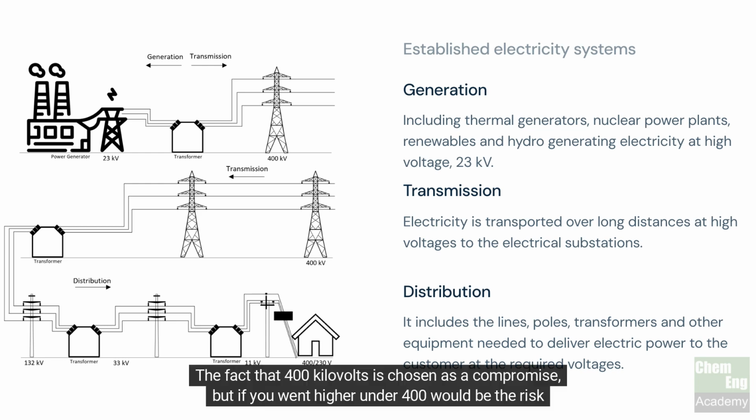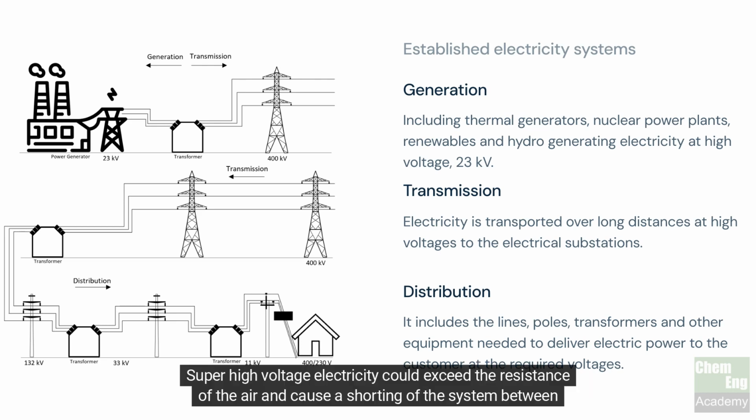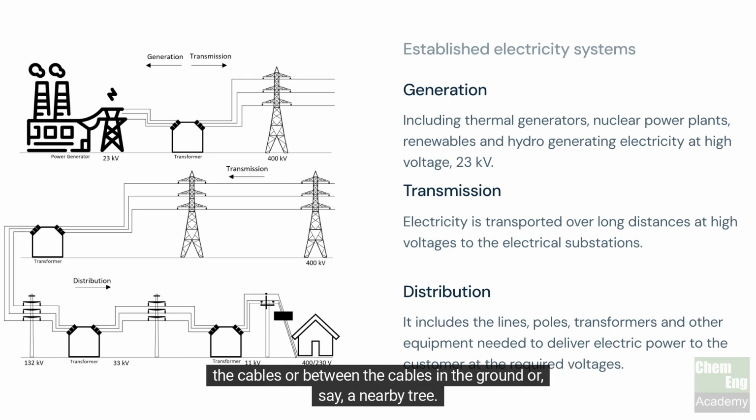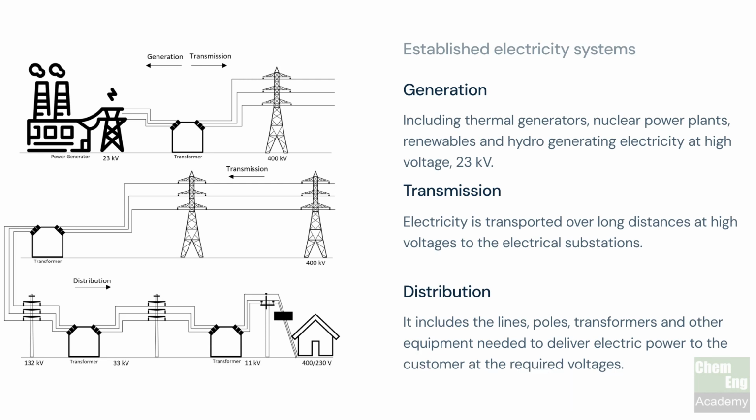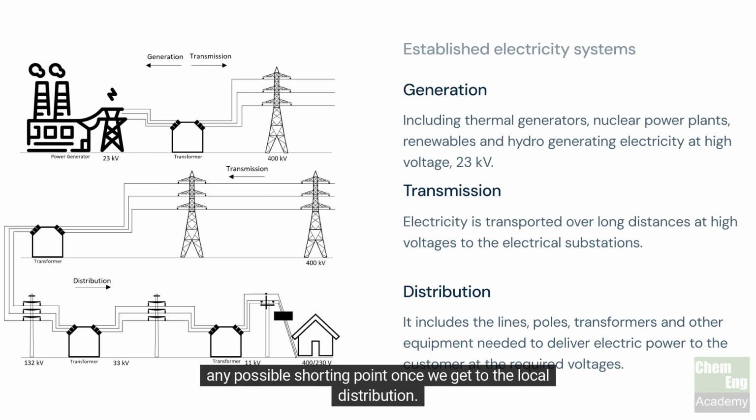The fact that 400 kilovolts is chosen is a compromise, but if you went higher, there would be the risk of arcing. This is like artificial lightning. Super high voltage electricity could exceed the resistance of the air and cause a shorting of the system between the cables, or between the cables and the ground, or say, a nearby tree. So this is why the electricity cables over land are typically suspended high above the ground, and above any possible shorting point.